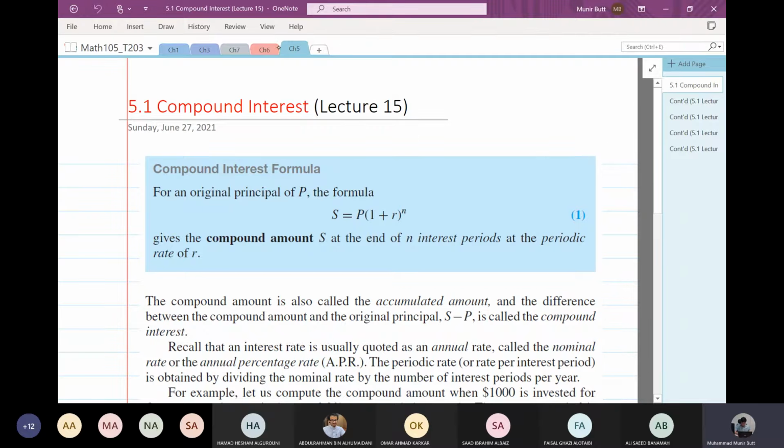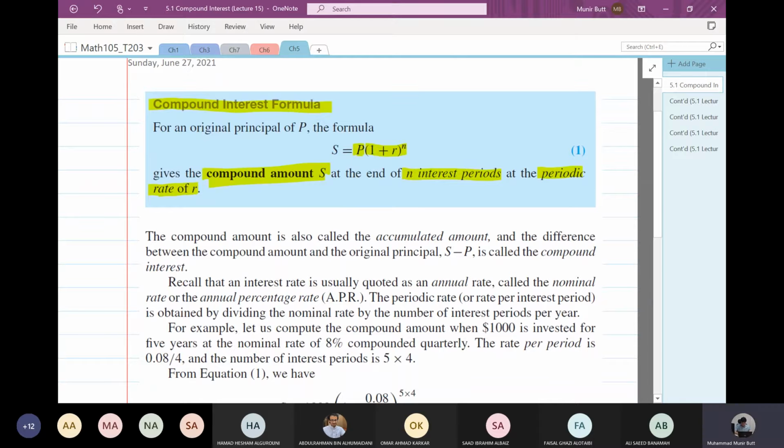So as you can see, the compound amount is denoted by S. This is equal to the principal amount times the product of (1 plus R) to the power N, where N is the interest period and R is the periodic rate. So if it is semi-annual, quarterly or per year, whatever the rate is, N is the number of periods, the time duration.